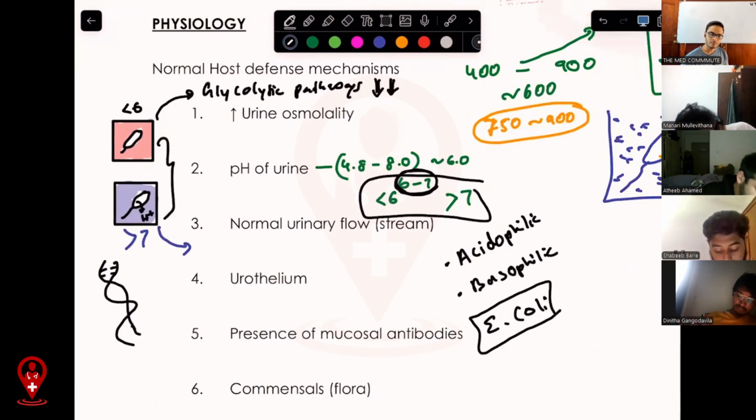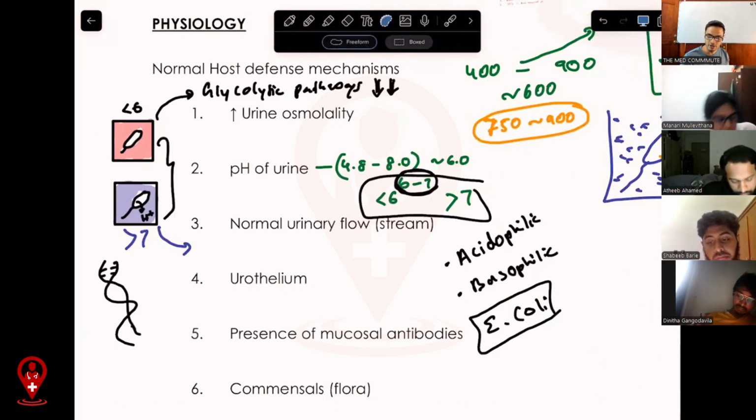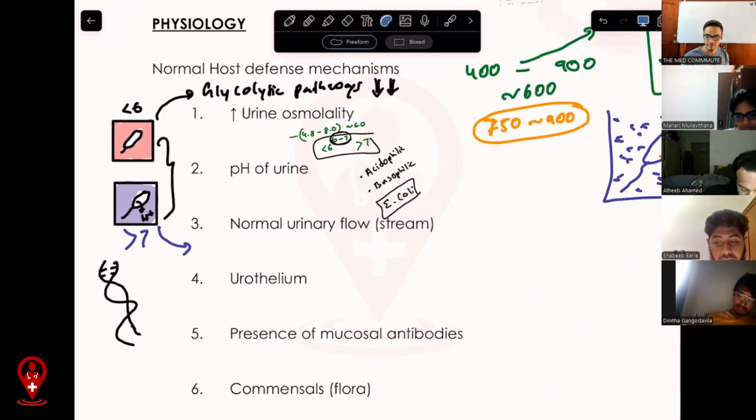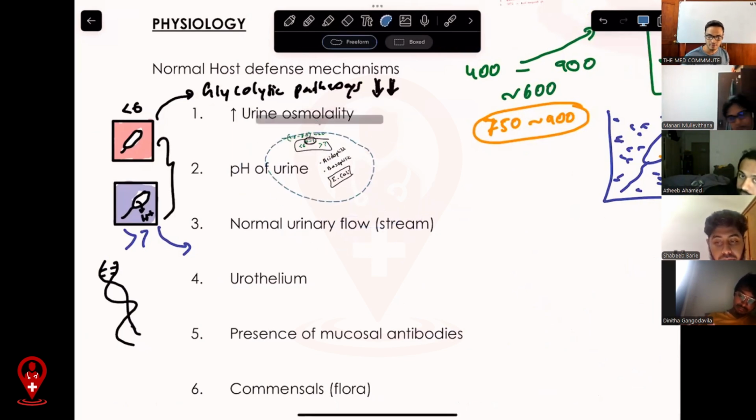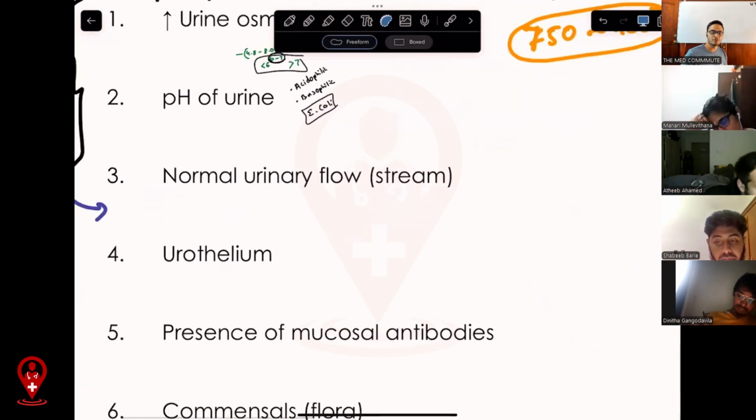Then we'll come to the next thing, guys: normal urinary flow and stream. What do I mean by this? Look at this. Now, this is our waterfall. This is part of our waterfall.